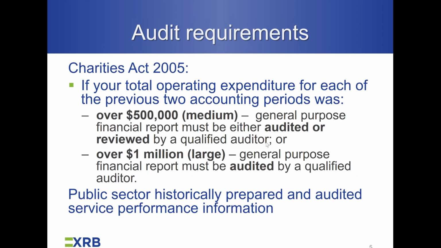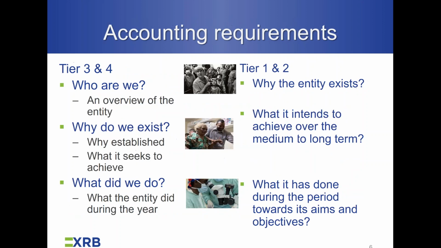So just to briefly recap and to highlight, what are the actual accounting requirements? The accounting requirements in both the Tier 3 and 4 space and the Tier 1 and 2 space are established by way of a requirement to answer specific questions. The questions are very similar. So Tier 3 and 4 entities have to answer, who are we? Why do we exist? And what did we do?